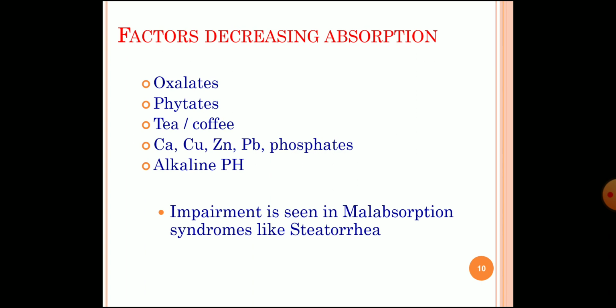Then another condition where the absorption is decreased is malabsorption syndrome like steatorrhea. There is a condition called steatorrhea where digestion, especially fat digestion, is not occurring properly. So in that condition, there is decreased absorption of iron, usually seen in malabsorption syndrome.